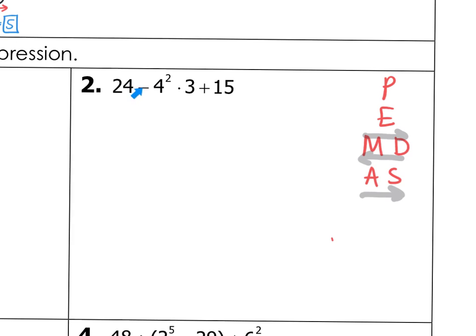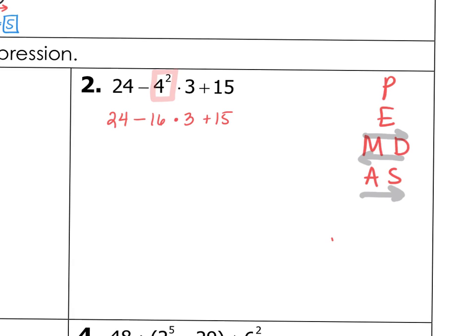It looks like we have subtraction, we also have an exponent number, we have multiplication, and we have addition. So if we take a look at our order of operations, I have to make sure I take care of that 4 squared first because he's not really a 4, he's a 4 squared. So let's handle this scenario first and rewrite the problem to be 24 minus 16 times 3 plus 15.